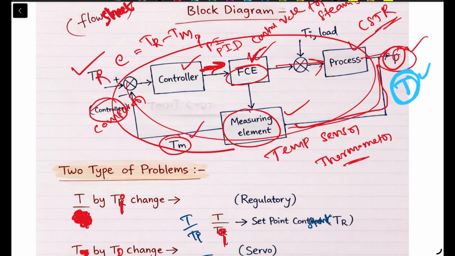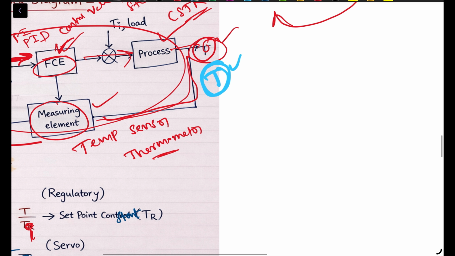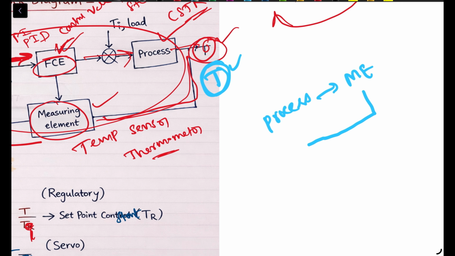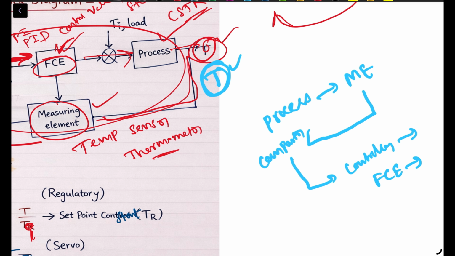That means how things will be here: first the process, then the measuring element, then the comparator, that's where the error is found, then the controller, then the final control element, then it is implemented on the process again.